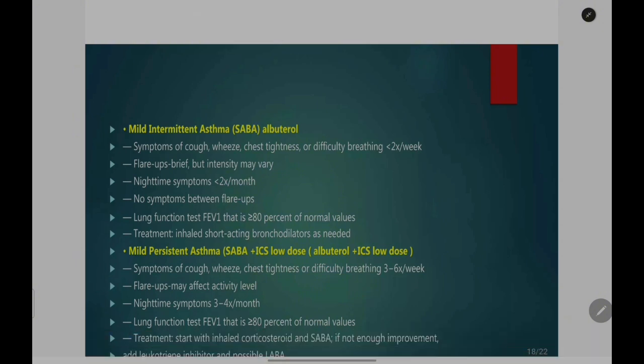Mild persistent asthma. Symptoms of cough, wheeze, chest tightness, and difficulty breathing 3 to 6 times per week. Flare ups may affect activity level. Nighttime symptoms 3 to 4 times per month. Lung function test: FEV1 more than or equal to 80% of normal values. Treatment: start with inhaled corticosteroid and SABA. If not enough improvement, add leukotriene inhibitors.